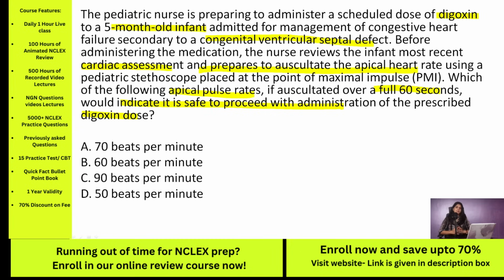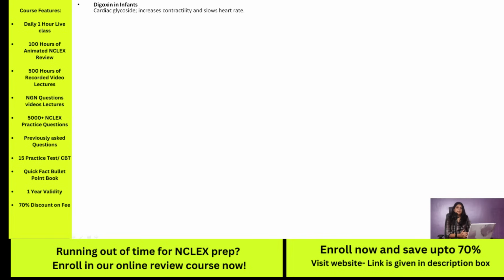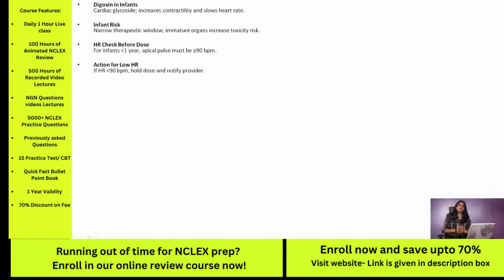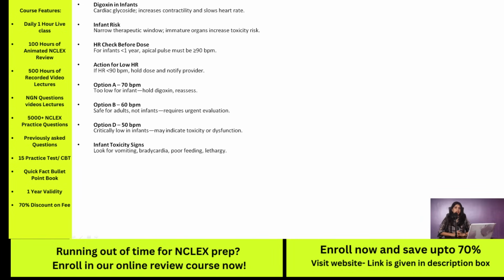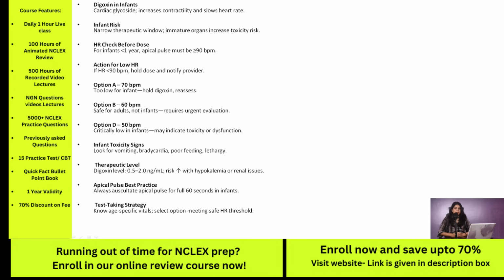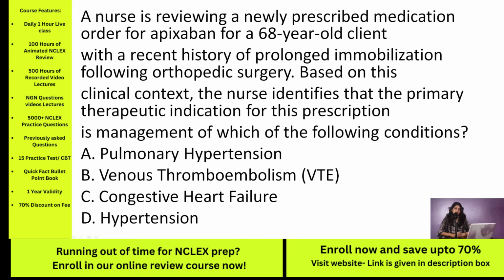The correct answer is Option C, 90 beats per minute. In infants less than 1 year old, a minimum apical pulse of 90 beats per minute is required before giving digoxin. This is because digoxin slows the heart rate, and infants are particularly vulnerable to bradycardia, one of the earliest signs of digoxin toxicity. Administering the medication when the heart rate is below the threshold could precipitate dangerous complications. The other pulse values, 70, 60, and 50, are too low and signal a need to hold the dose and immediately notify the healthcare provider. Let's keep going. Question 26 is next, and it highlights another high-stakes pediatric safety consideration.